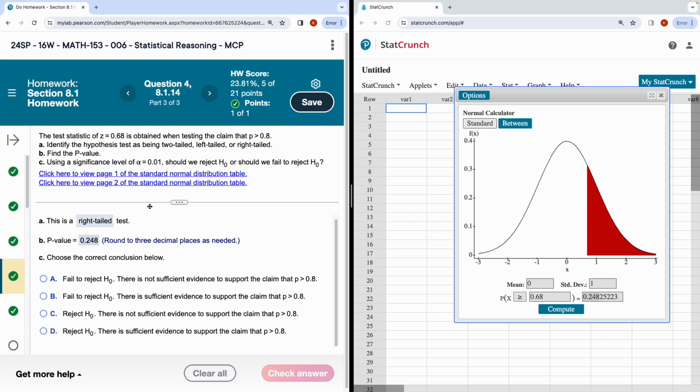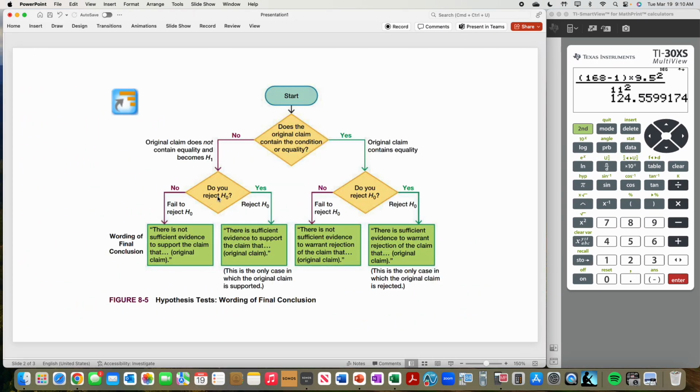Now remember, we're failing to reject our null hypothesis, so there's a little bit more language here. We are failing to reject our null hypothesis. So we could use this chart. This is found in our textbook. So we start, does the original claim contain the condition of equality? And it does not, so no. Do we reject our null hypothesis? No. So we're going to say that there is not sufficient evidence to support the claim. So we fail to reject, and there is not sufficient evidence to support the claim.